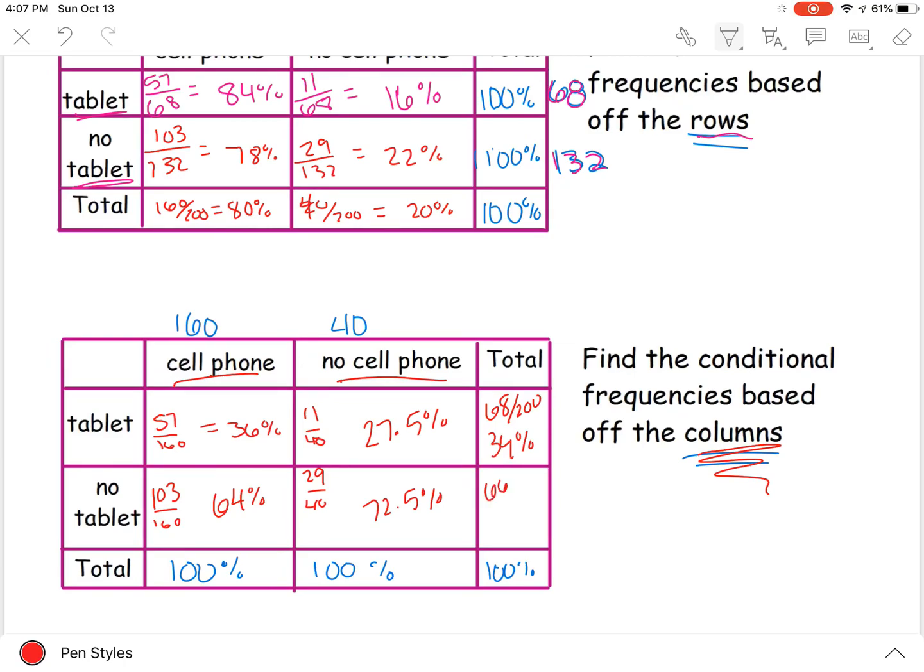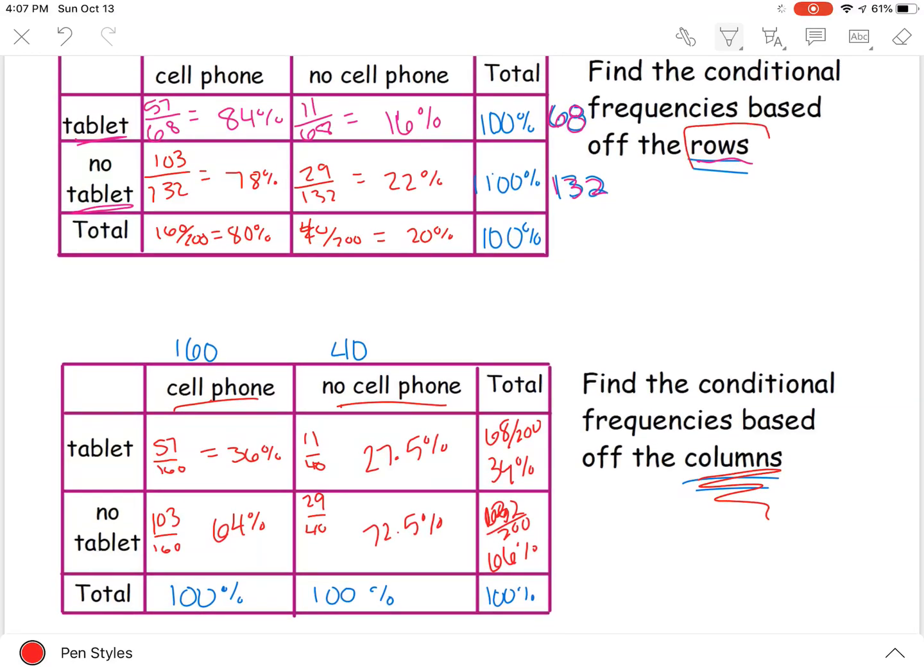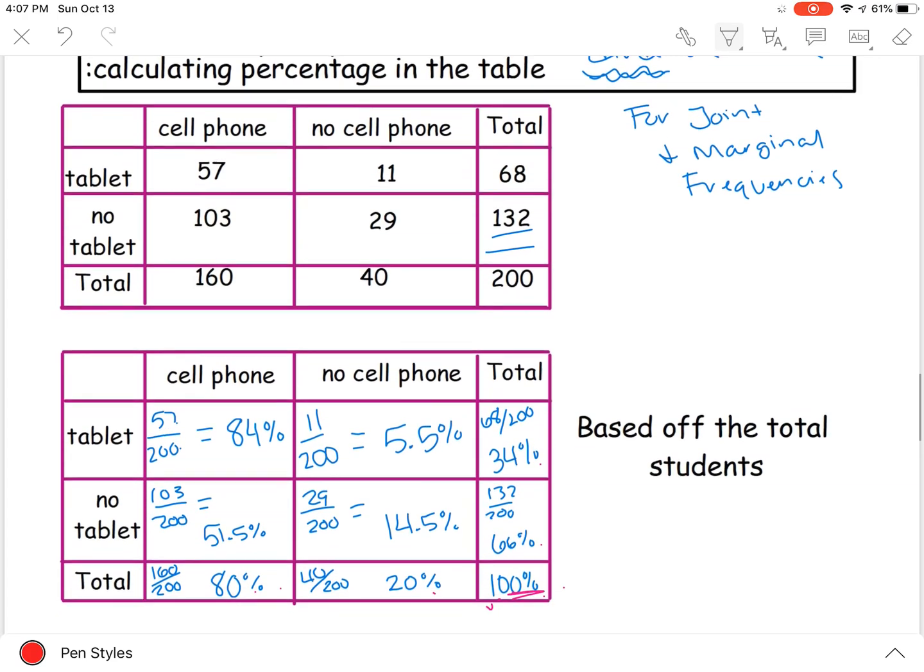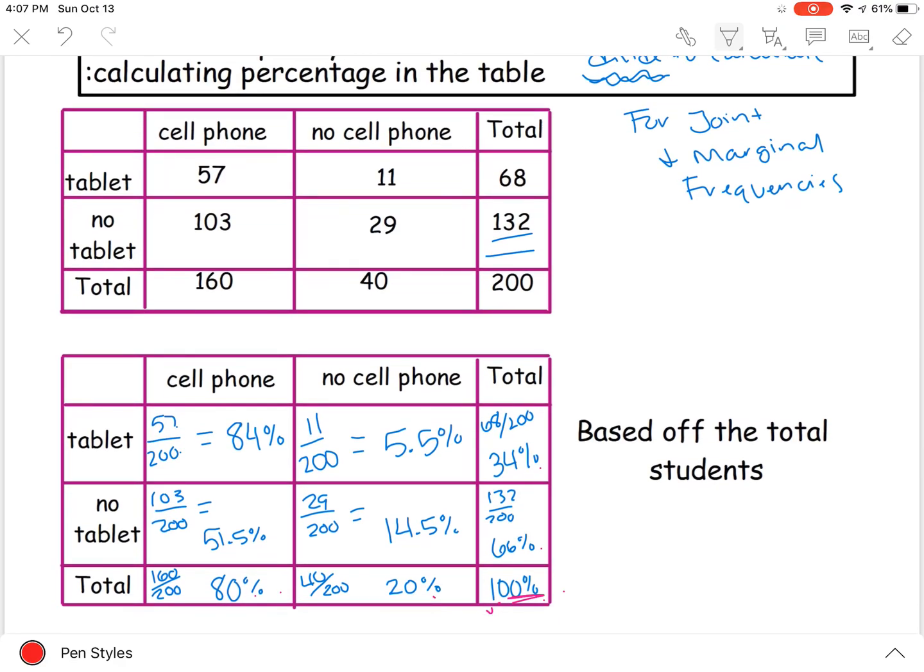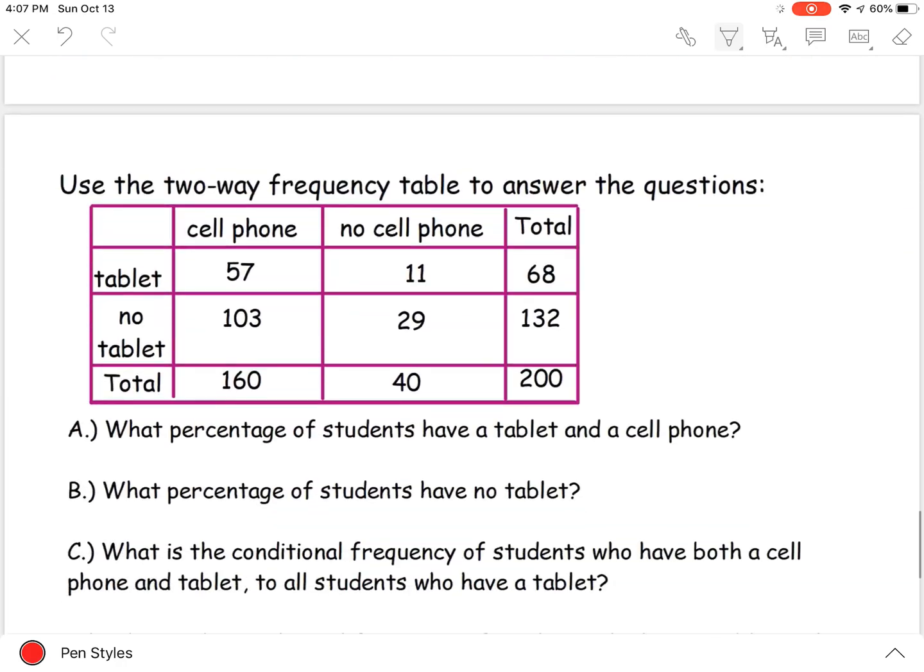And 132 divided by 200 leaves us with 66% of students. So to calculate those conditional frequencies, you just figure out if you're talking about the row or the column, and you divide by that row total or that column total, as opposed to in that first frequency table we filled out for those relative frequencies, we divided by the total number of students. That's kind of the difference there.